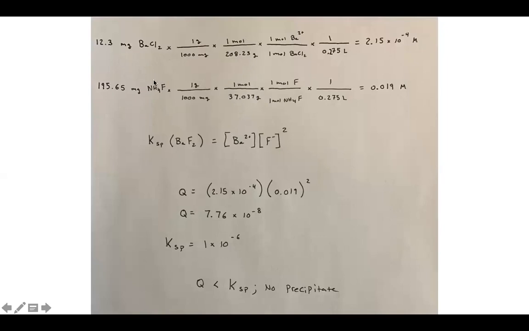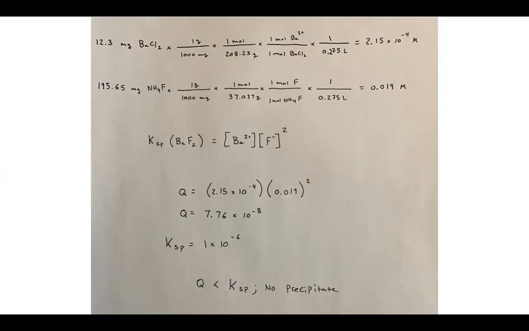Now that I have moles of each of these individual salts, I'm going to convert to moles of the ion I care about, right? I don't care how many moles of barium chloride or ammonium fluoride I have. I only care how many moles of fluorine and barium I have. Once I have moles of those individual ions, I'm going to divide by the volume of the solution, 275 milliliters or 0.275 liters, and that'll give me the concentration of each of these ions.